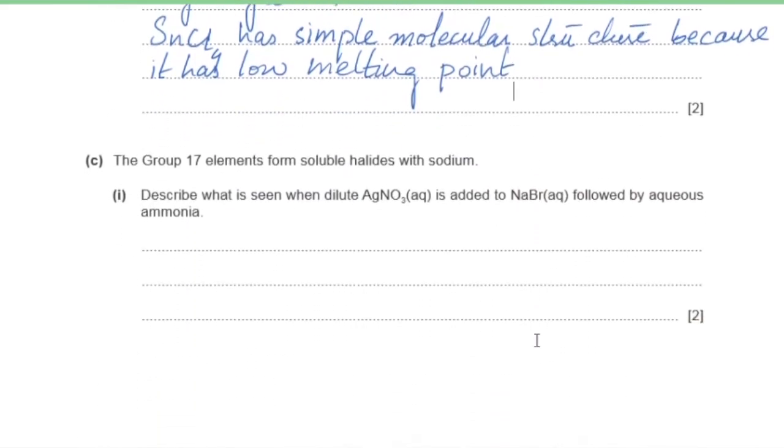Part C, the group 17 elements form soluble halides with sodium. Part 1, describe what is seen when dilute silver nitrate is added to sodium bromide followed by aqueous ammonia. So these are the halide tests which you need to remember for chloride ion, bromide ion, and iodide ion with silver nitrate, aqueous ammonia, and concentrated ammonia. So upon addition of silver nitrate solution to the bromide ion, a cream precipitate forms, which is partially soluble in aqueous ammonia.